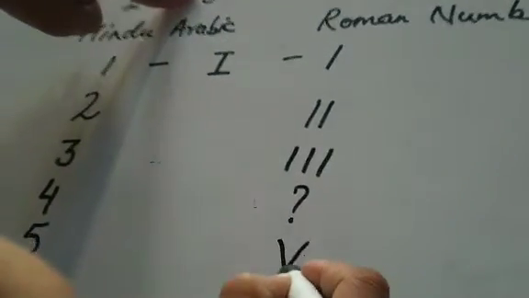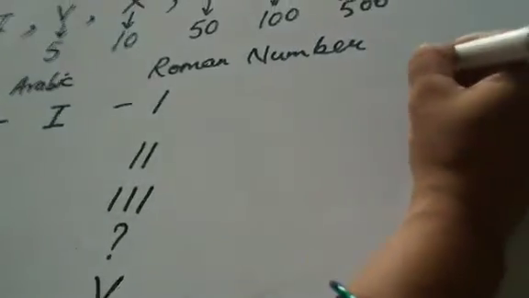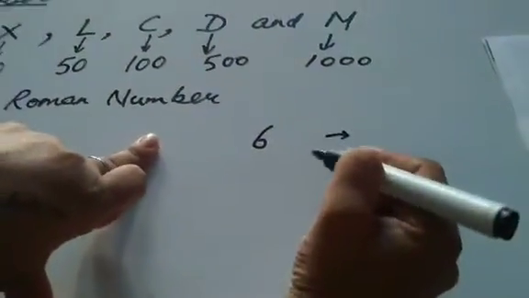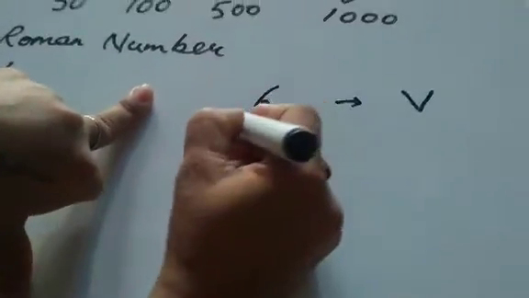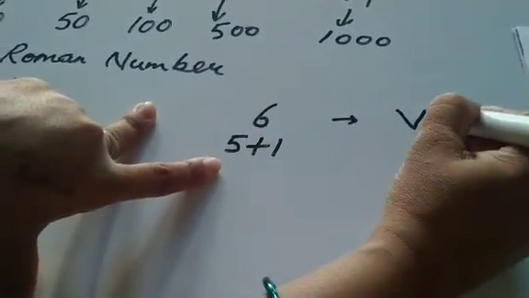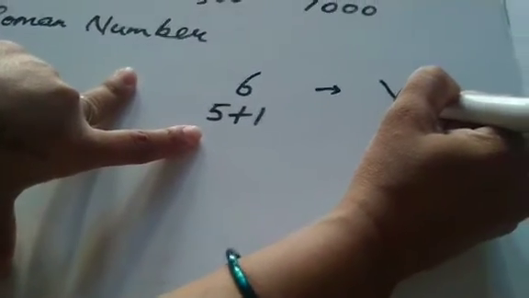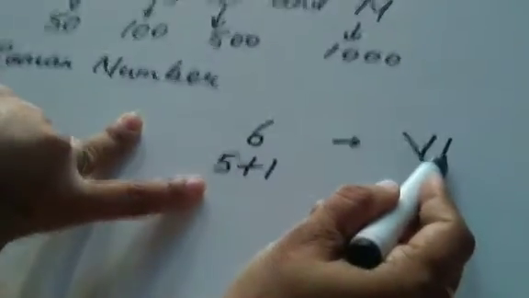Now 5, how to write 5? One symbol is there for 5, so V. Clear, beta? Then for 6, Roman numerals depend upon addition. 6 is made by these numbers, 5 plus 1, so it follows addition. 5 plus 1 means you have to write down 5 and 1. How to write 6 in Roman numerals? This V and then I.